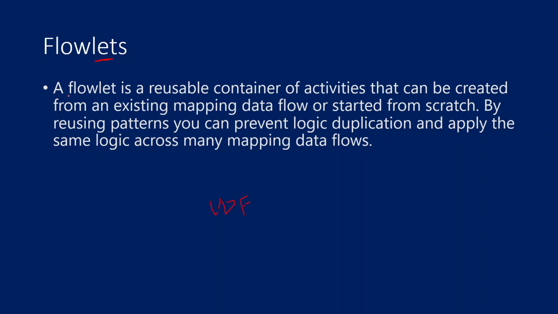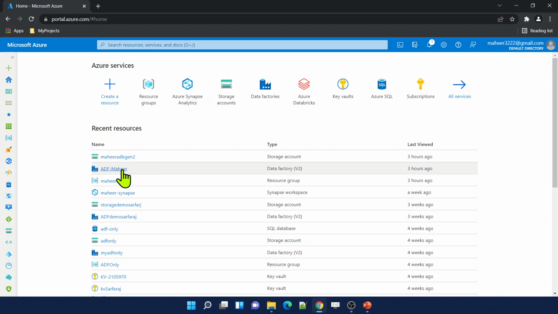And here is a theoretical definition from the documentation. A flowlet is a reusable container of activities or transformations that can be created from an existing mapping data flow, or you can create it from scratch also. From an existing mapping data flow, you can create a flowlet by highlighting the transformations you want to repeat and taking them into a flowlet, or you can create it from scratch as well. All this may not be making sense at this moment. Let me go to Azure Data Factory and practically show you this.